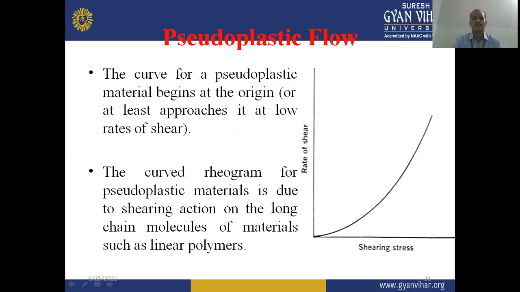It is due to the shearing action on the long chain molecules of materials such as linear polymers. So examples of this type of systems are the long chain molecules of materials like the linear polymers, and the curve is known as the rheogram for pseudoplastic flow. So this is the curved rheogram, which is the characteristic feature of pseudoplastic materials, and it occurs due to the shearing action on the long chain materials like the linear polymers.